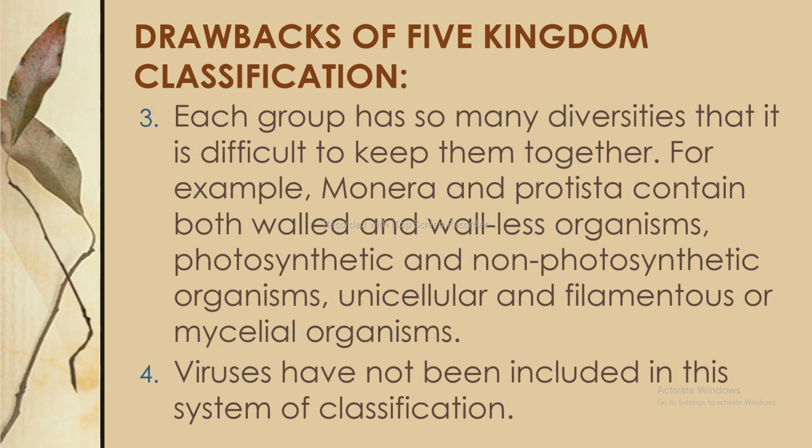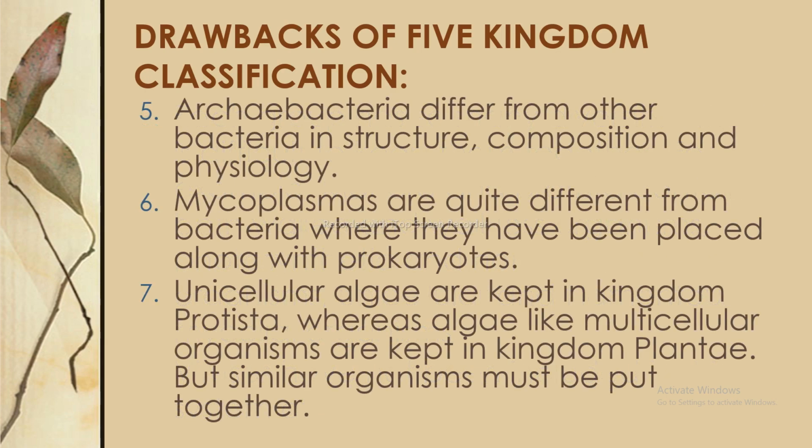Each group has so many diversities that it is difficult to keep them together. For example, Monera and Protista contain both walled and wall-less organisms, photosynthetic and non-photosynthetic organisms, unicellular and filamentous or mycelial organisms. Viruses have not been included in this system of classification. Archaebacteria differ from other bacteria in structure, composition and physiology. Mycoplasmas are quite different from bacteria, yet they have been placed along with the prokaryotes. Unicellular algae are kept in the kingdom Protista, whereas multicellular algae are kept in kingdom Plantae, but similar organisms must be put together.